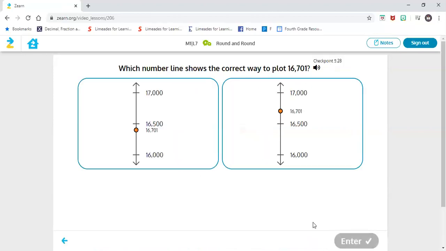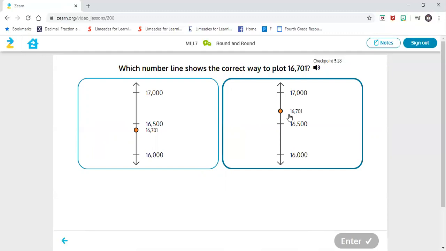Okay, now I have to plot or identify the point on my vertical number line where 16,701 will be. My midpoint is 16,500. So if I compare my numbers, I'll start with my highest place value, which is 10,000. They both have 1. Then I'll go to my 1,000. They both have 6. Then I will go to my hundreds. One has 7 and one has 5. I've known since kindergarten that 7 is greater than 5.